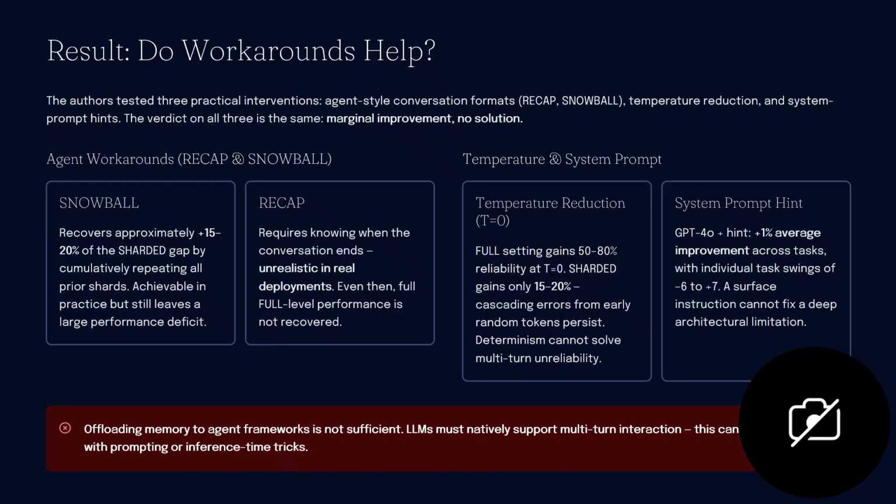Determinism can't prevent that. System prompt hint. Adding a sentence telling the model the user might be underspecified yields plus 1% on average, with individual tasks going up 7 points and one going down 6. The verdict: none of these close the gap. You cannot patch multi-turn unreliability with inference time tricks.